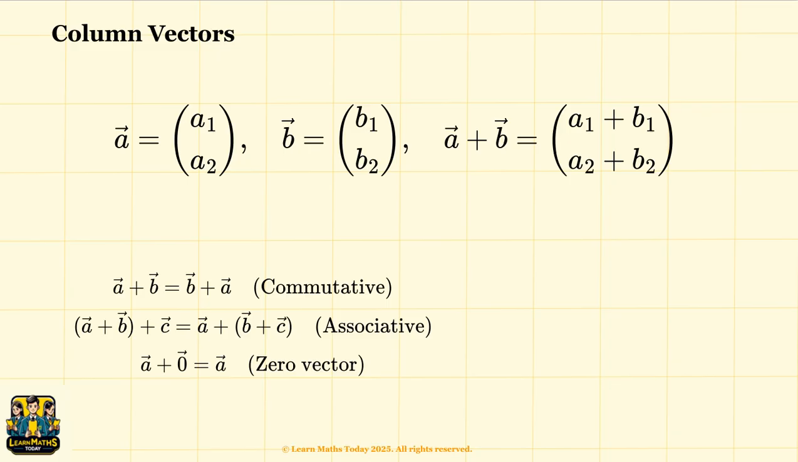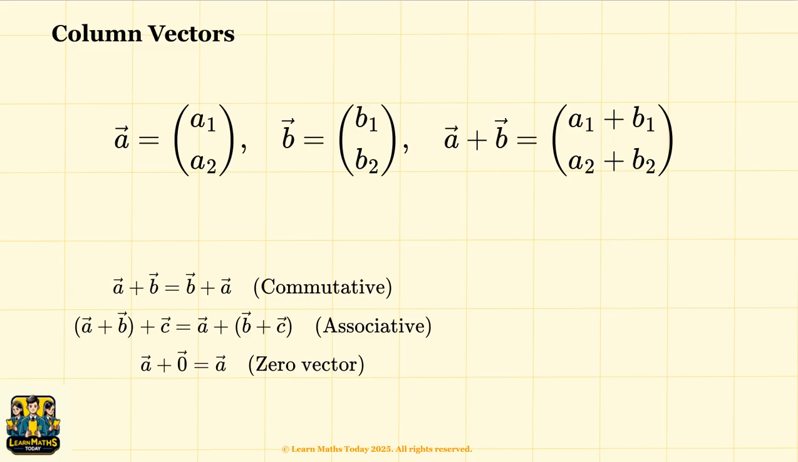There are a few important rules for the properties of vector addition. The commutative property says that the order doesn't matter when you add vectors. Whether you add vector B to vector A is the same as whether you add vector A to vector B.